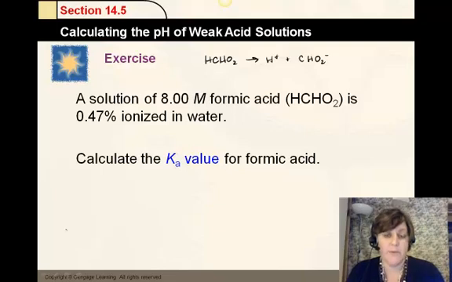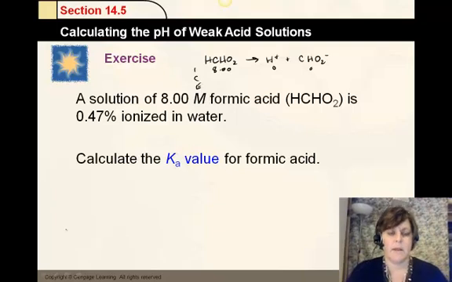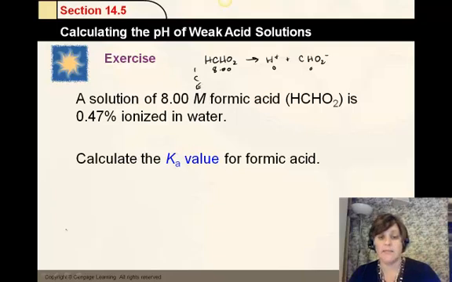I really don't have enough information to know the value of X. I do know initially we have 8 molar and I don't have any products, but I don't necessarily know the change, and I don't know the Ka value, so I can't solve for hydrogen or anything like that. So what do we do? Well, I know the percent dissociation is 0.47.